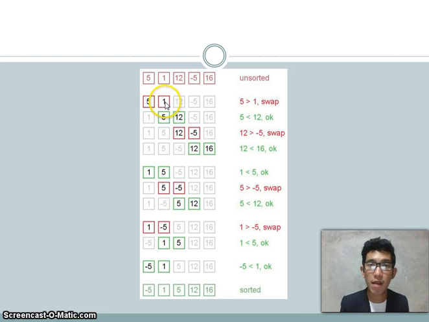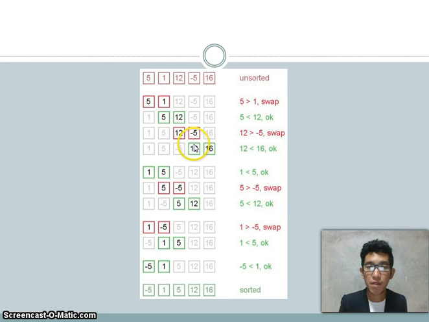So, yung 1 mapupunta sa left side at yung 5 mapupunta sa right side. So, as we observe, 1 at 5 ay sorted na po siya. At saka yung 5 at 12 sorted na rin. So, yung 12 at -5 is unsorted. So, what we are going to do is to sort the two elements, 12 and -5. So, yung -5 mapupunta sa left side at yung 12 is mapupunta sa right side. As we observe, -5 and 12 is sorted.